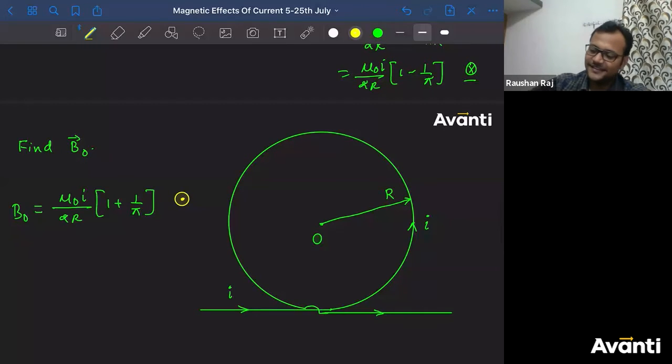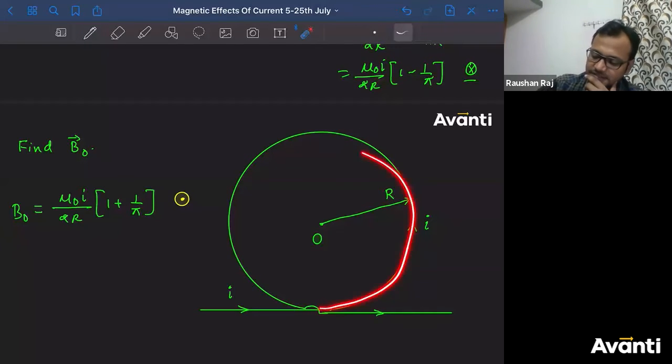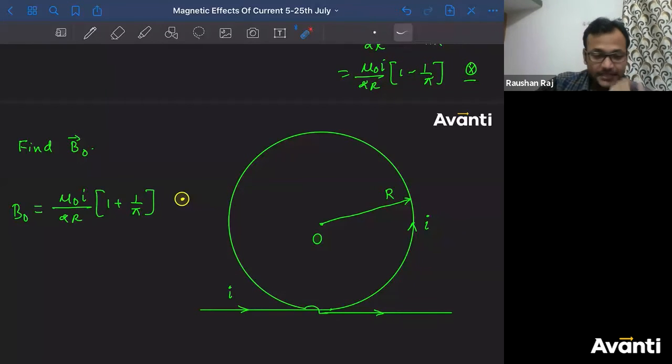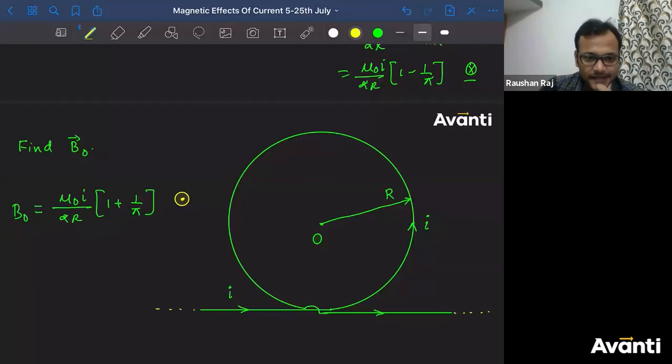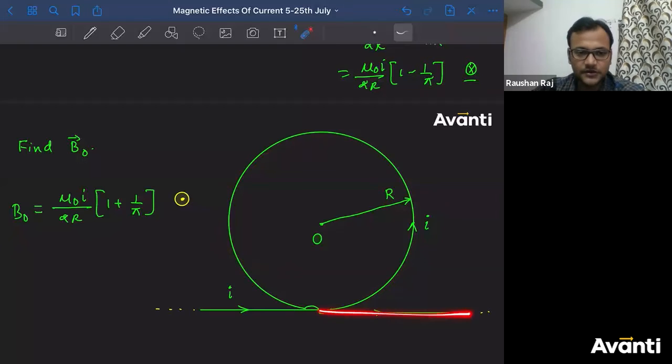Saksha, what is direction of magnetic field lines because of this circular part? No, it is not finite. If it would have been finite, then I would have given you the length. Tell me, what is the direction of magnetic field lines because of this circular current carrying wire? Because of this also out of the plane, because of this also out of the plane, because of this also out of the plane. All of them are having the same direction.